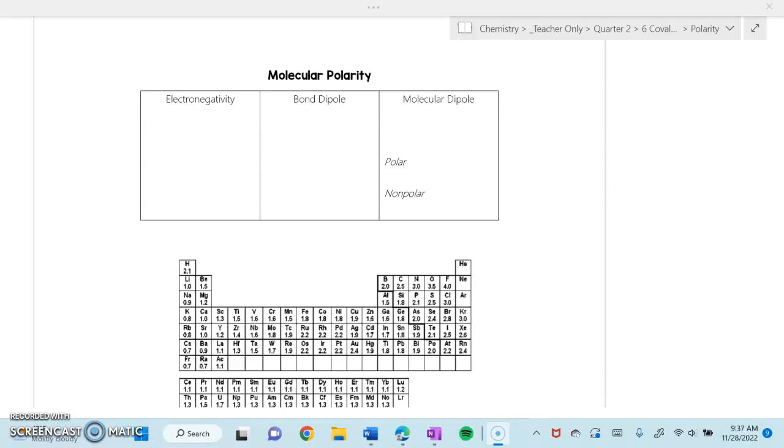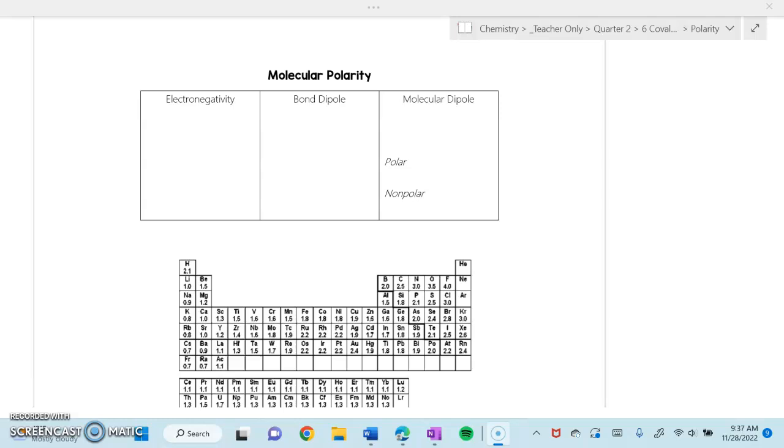Today we're going to look at molecular polarity in covalent compounds, and before we really start with the notes, I want to discuss a little bit about the difference between ionic compounds and covalent compounds to lay this groundwork of polarity. So in ionic compounds we have atoms that give electrons and atoms that take electrons, and what we end up seeing is a complete separation of charge as positive and negative.